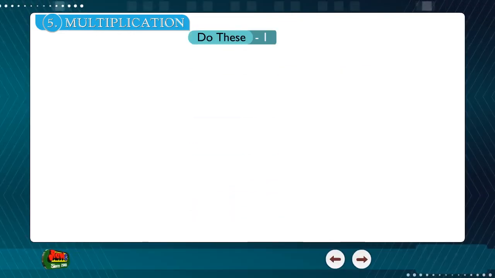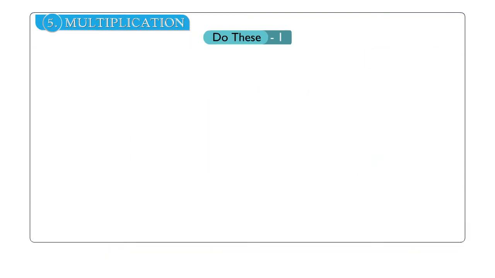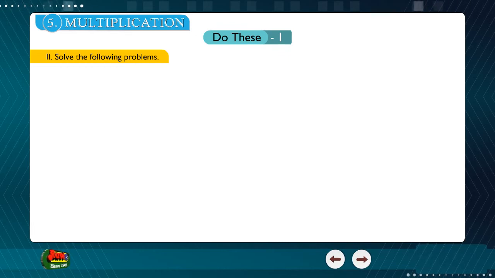Do these. 1. Multiply. Problem solving. 2. Solve the following problems. Problem solving.